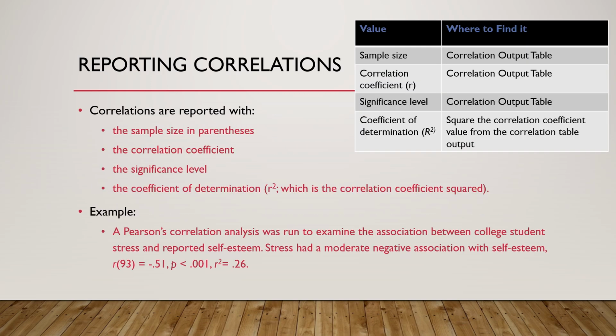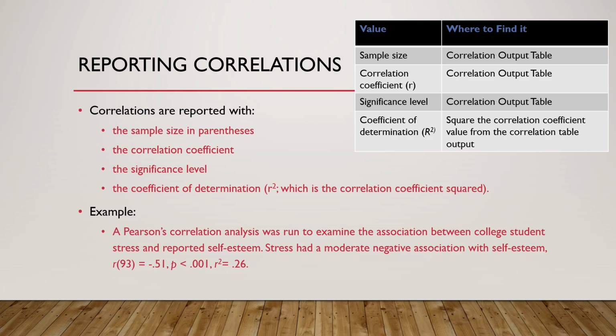When writing up and reporting your correlation, you're going to use all three of those pieces of information pulled from the correlation output table, as well as a last coefficient of determination, which you can calculate yourself by squaring your correlation coefficient. So when writing it, you put the r and then the parentheses with the sample size, equals the correlation coefficient, comma, then a p equals, and you tell what the significance level is, and then you have another comma followed by r squared equals your coefficient of determination.